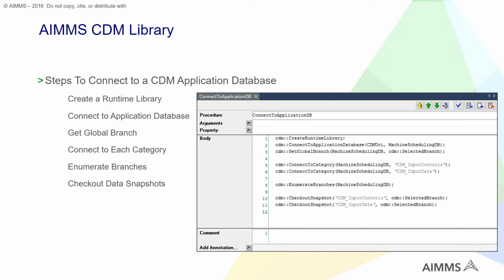And again, we have an example of that procedure created in AIMS. Again, all of the steps have predefined procedures from our CDM library. The category connections are on a category level, as well as pulling the data snapshot from the data repository.